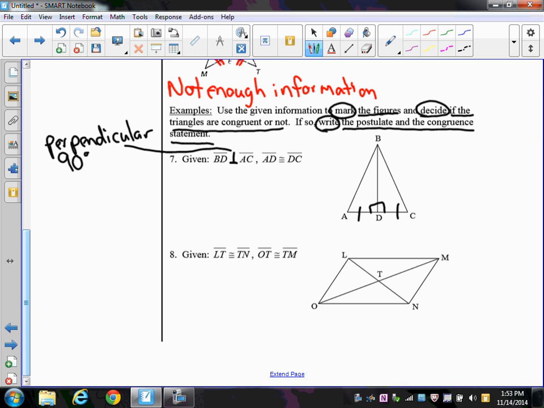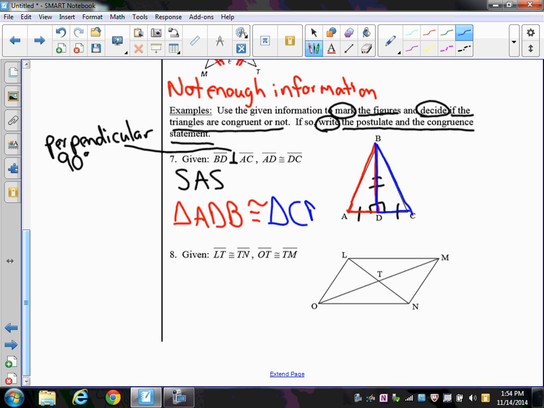The information that I'm not given by the words, but by the picture, is that BD is congruent to BD. That's just the reflexive property. So these will be congruent by SAS. So we wrote the postulate, and now we will write the congruence statement. So again, I'm going to go 1 to 2, and then the other side. So that's triangle ADB is congruent to triangle CDB.